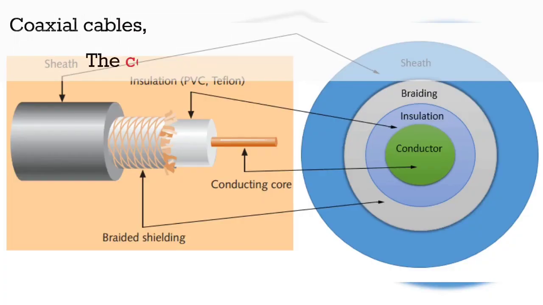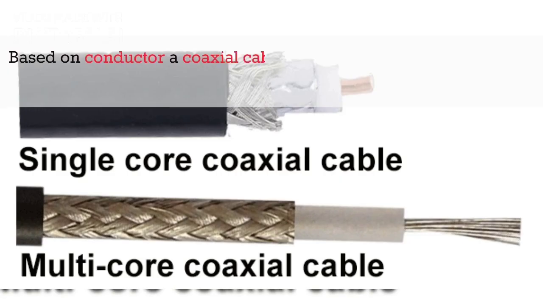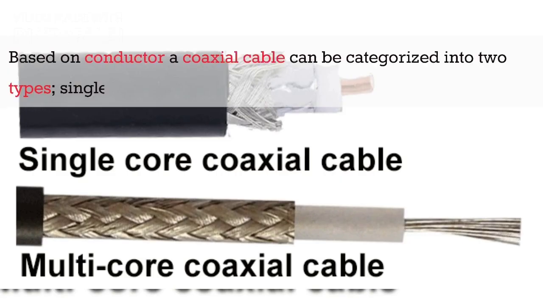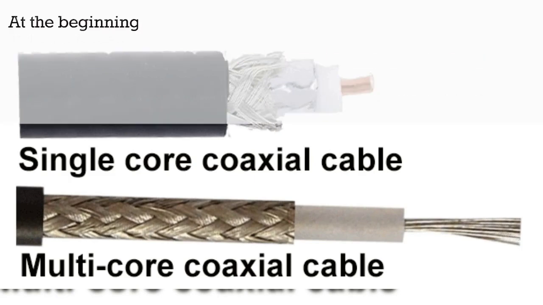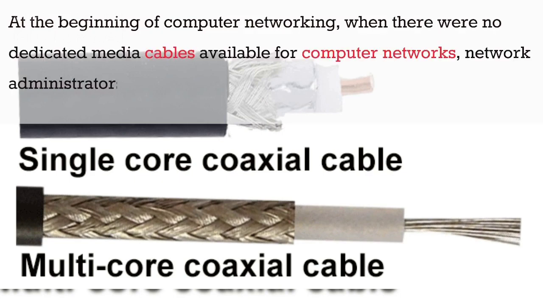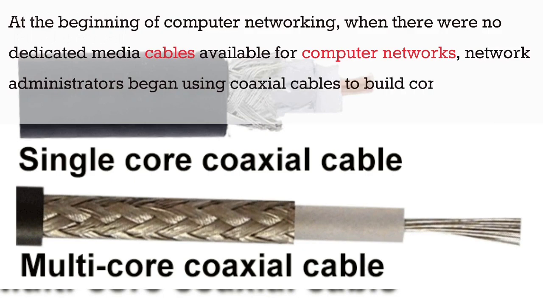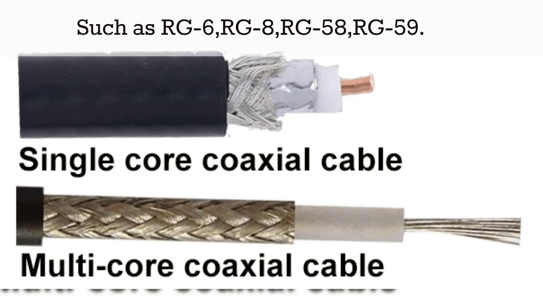Coaxial cables. The conductor carries electromagnetic signals. Based on conductor, a coaxial cable can be categorized into two types, single-core coaxial cable and multi-core coaxial cable. At the beginning of computer networking, when there were no dedicated media cables available for computer networks, network administrators began using coaxial cables to build computer networks, such as RG6, RG8, RG58, RG59.